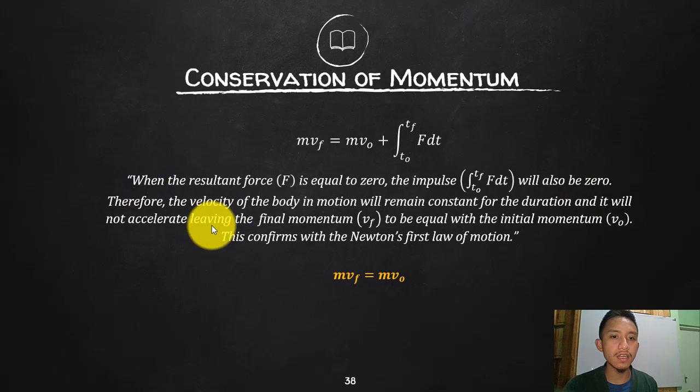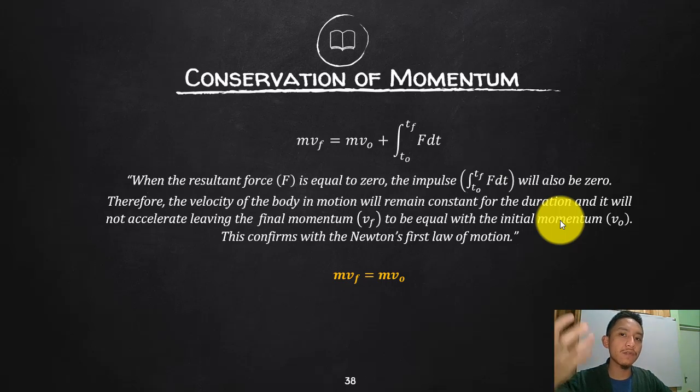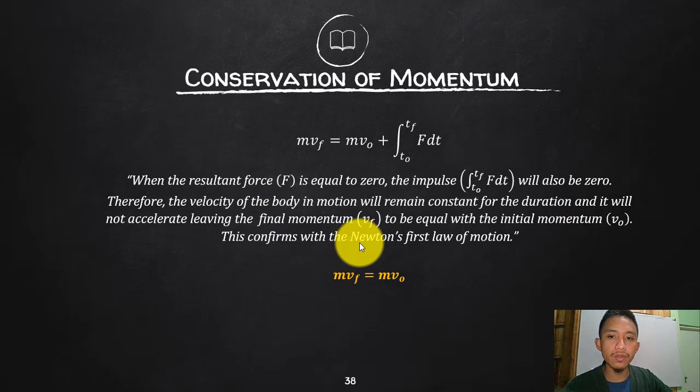And it will not accelerate, leaving the final momentum equal to the initial momentum. So that is what I'm saying. If that's the case, even if there are external forces, if nothing happened with your motion, because all of these cancelled with each other, then that actually confirms your Newton's first law of motion, isn't it? What is your Newton's first law of motion?